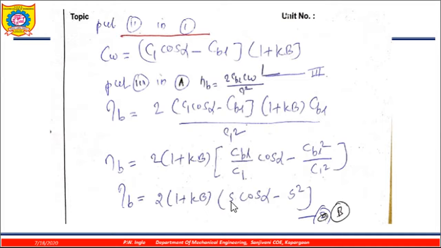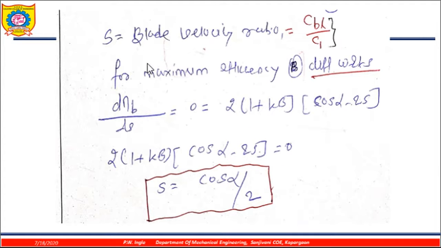So CBL by C1 we have also seen in the last lecture. It is the blade velocity coefficient. So the blade efficiency is 2(1 + KB)(S cos alpha - S²), where S is the blade velocity ratio CBL by C1. For maximum efficiency, d by dS of blade efficiency equals 0. So it is 2(1 + KB)(cos alpha - 2S).